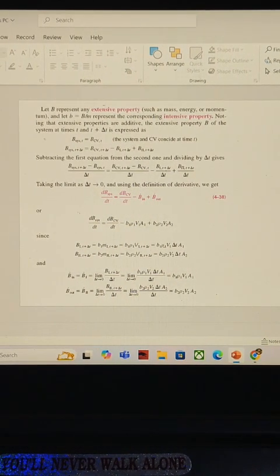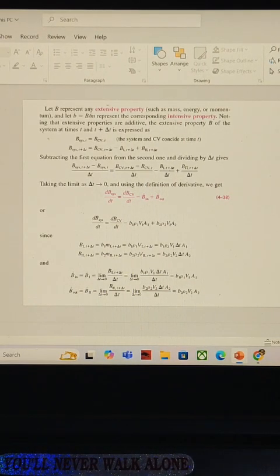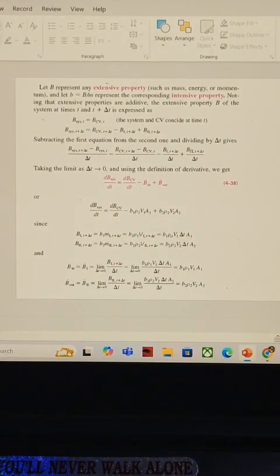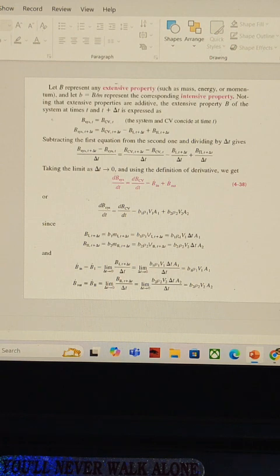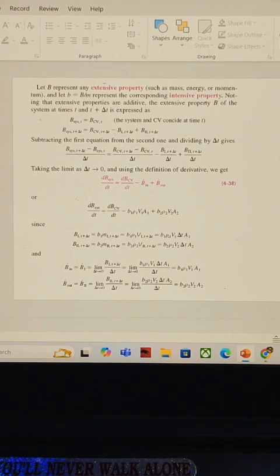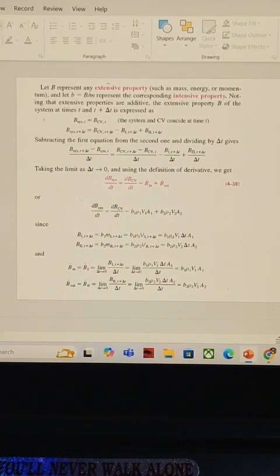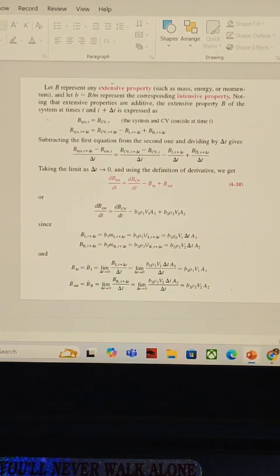It begins by defining B as any extensive property such as mass, energy, or momentum, and its corresponding intensive property b as B per unit mass. At time t, the system and control volume coincide. At time t plus delta t, the system is split into portions inside and outside the control volume. By subtracting and dividing by delta t and then taking the limit, we derive the general equation.